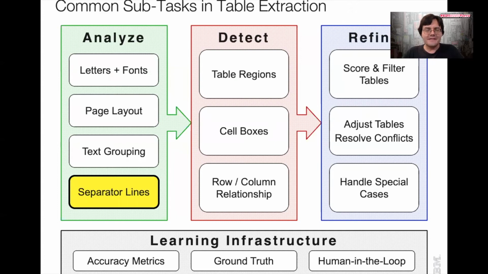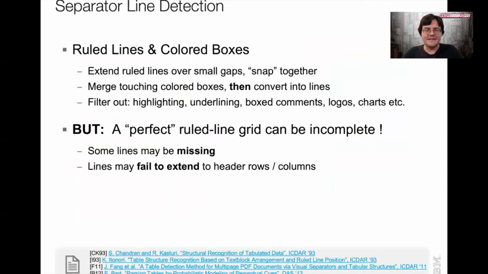Finally, another important subtask is detecting separator lines. Of course, ruled lines are critical. If they are present on the page, they typically carry significant information about table boundaries and cell structure. Ruled lines may be non-trivial to detect because they often have gaps. And if there are colored boxes, then you have to decide when colored boxes have to be merged together and when they represent separate cells.